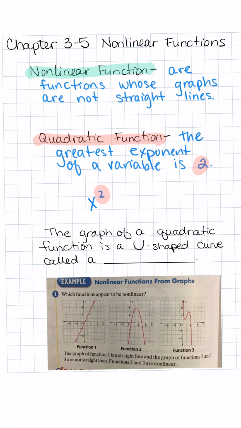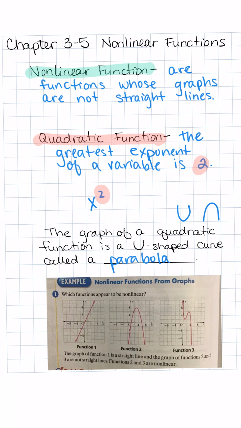Okay, the graph of a quadratic function is a U-shaped curve called a parabola. The curve may open upward or downward. So it could go upward or downward. When you throw a ball in the air, the path it follows is a parabola.